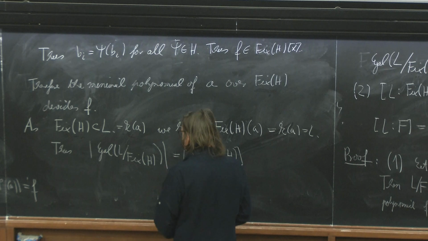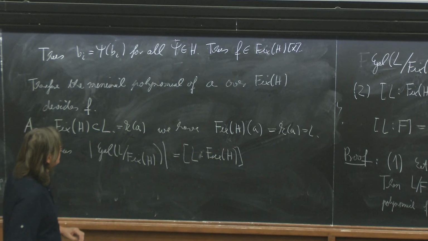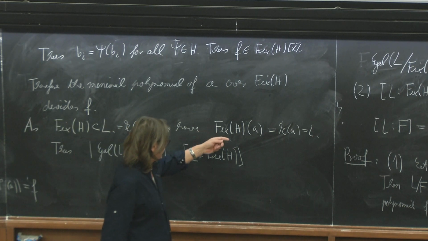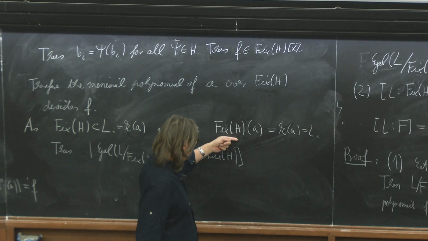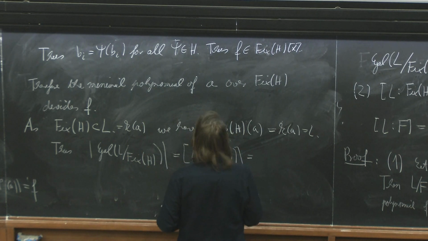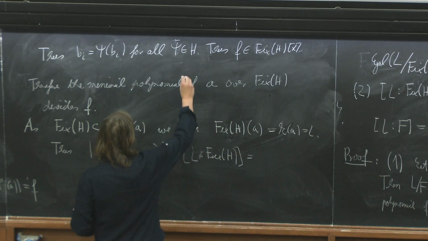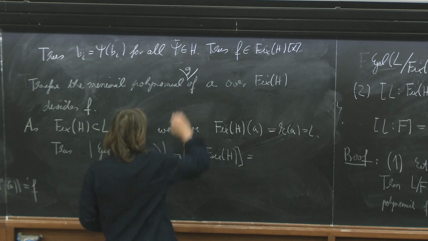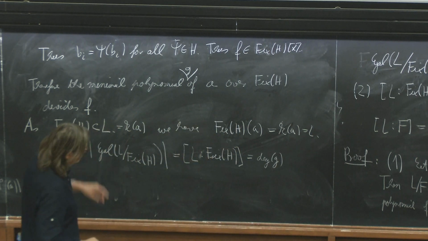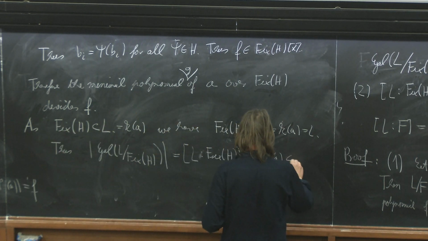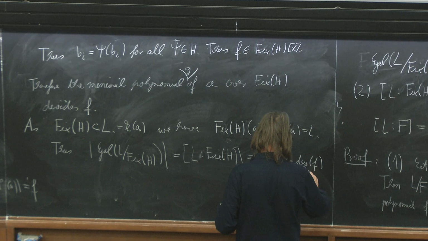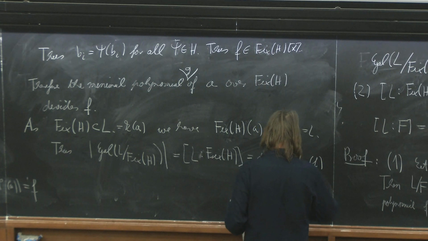And now the degree of a simple algebraic extension, the fixed field of H adjoined A over the fixed field of H, is equal to the degree of the minimal polynomial. So maybe I give it a name, G, the minimal polynomial. And G divides F, so this is smaller or equal to the degree of F, which is equal to the number of elements in H.